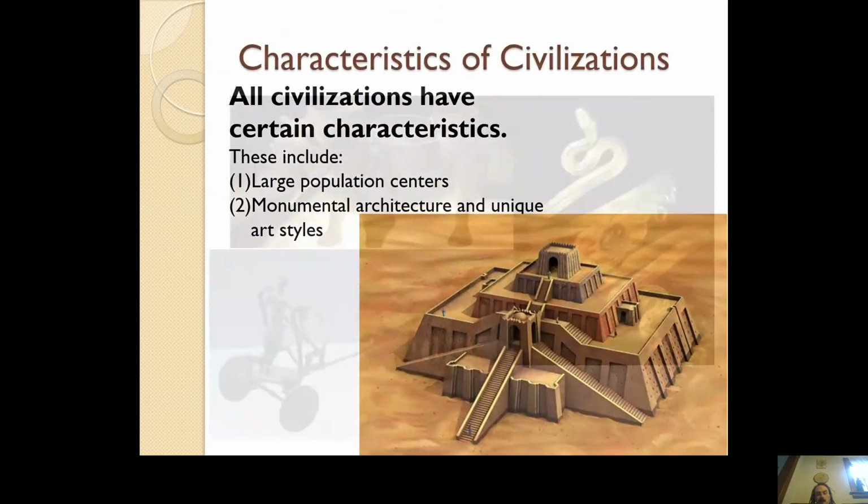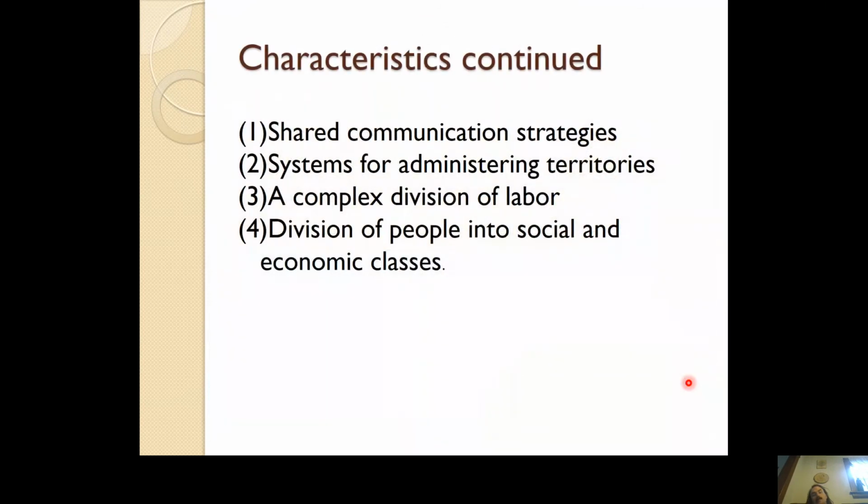So, monumental architecture and unique art. They share communication strategies, which would be like the same language, the same written language, so they speak the same to each other, or they write the same, or maybe they draw the same kind of pictures to each other. Just the same ways of communicating with one another. If someone speaks Egyptian and someone speaks whatever they spoke in Mesopotamia, they're different communication strategies, so they must be different civilizations.